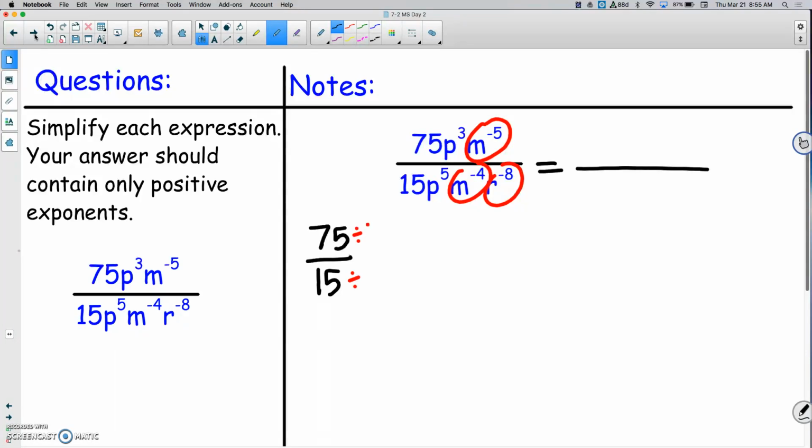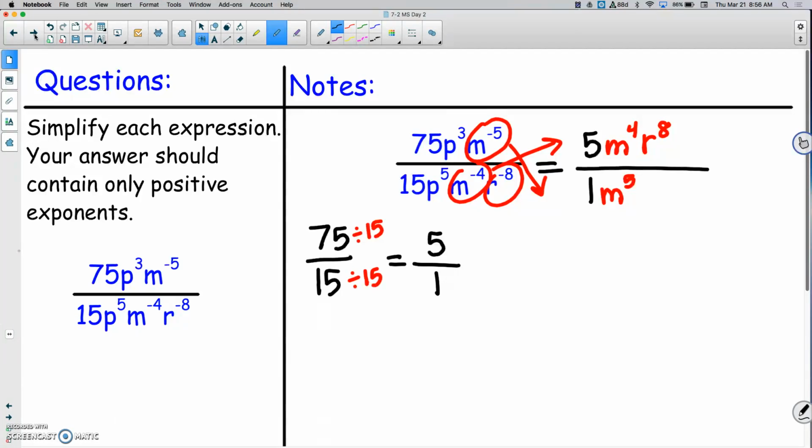So I know I can divide them both by 15. If you did not know that, maybe you divide by 5 first, then divide by 3. So dividing by 15 gives me 5 over 1. Now, let's move these. M to the 5th goes down to the bottom. Both of these go to the top: M to the 4th, R to the 8th. And then what's left? P to the 3rd, P to the 5th.